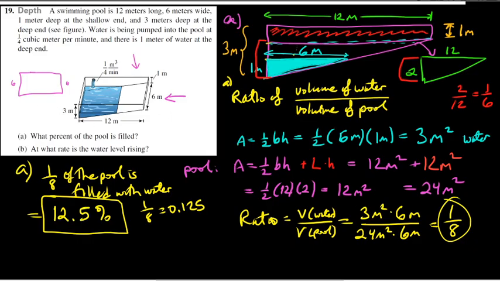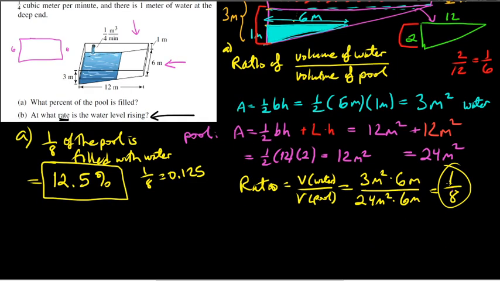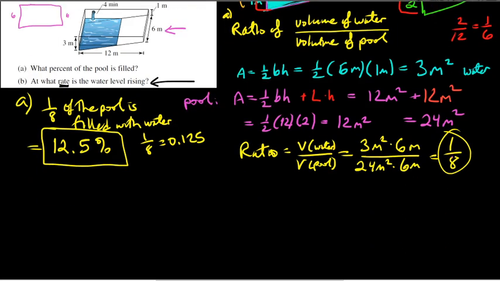Right, so now let's get to the calculus part. That's going to be part B here. At what rate is the water level rising? So the key word here is rate. When they say rate, they mean rate of change. What they mean is the derivative. So the water level is going up, so that's increasing in height. We want to find the rate of change of the height, or the derivative of the height.